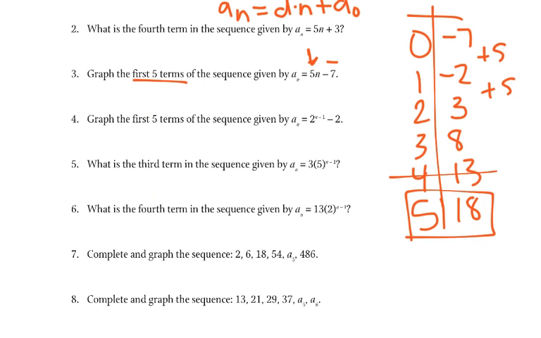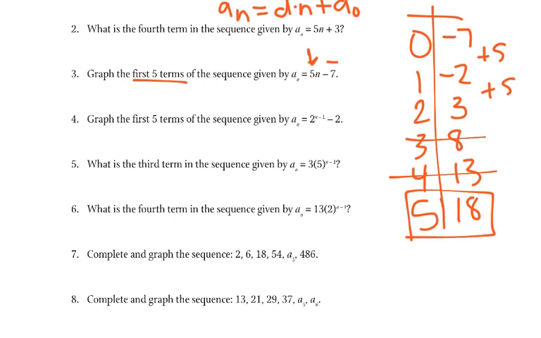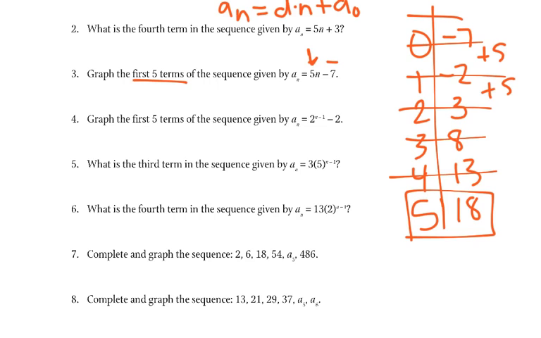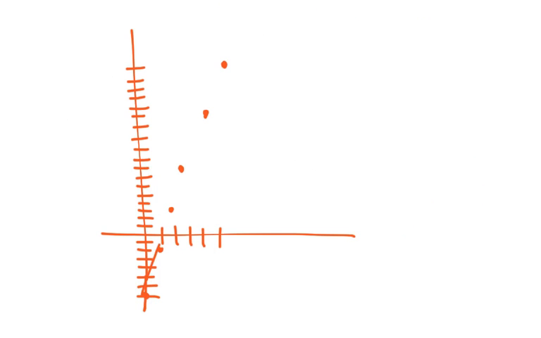Then 3, 8. So 3, up 8, about right there. Then 2, 3, right about there. 1, negative 2, so right about there. And then finally 0, negative 7, so right there. So there's our graph. Now, because we're dealing with a sequence, there's no numbers in between here, so we don't connect the line. You don't do that. You leave it like that.